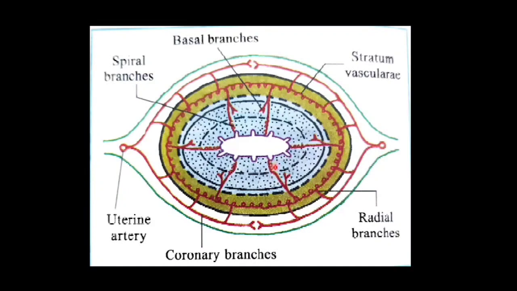Both these sets of branches pierce the endometrium, or supply the endometrium, and you can see the basal arteries supply the basal zone of the endometrium, whereas the spiral arteries supply the functional zone of the endometrium. In menstruation, the functional zone is shed off, so the basal zone remains there, and it helps in the regeneration of the denuded endometrium. So that is all about the branches of the uterine artery.